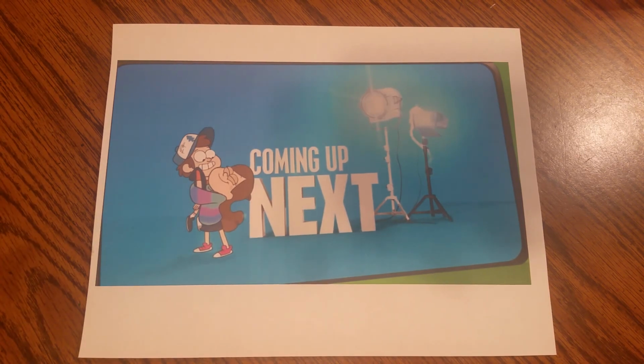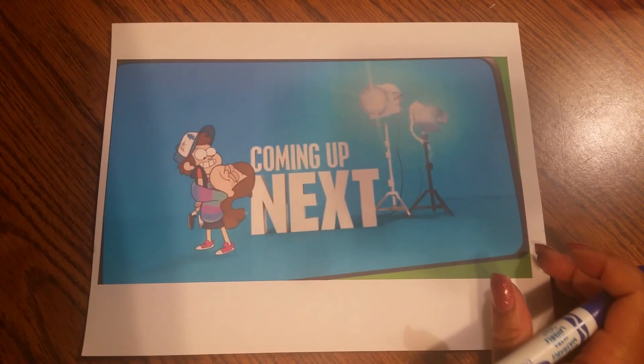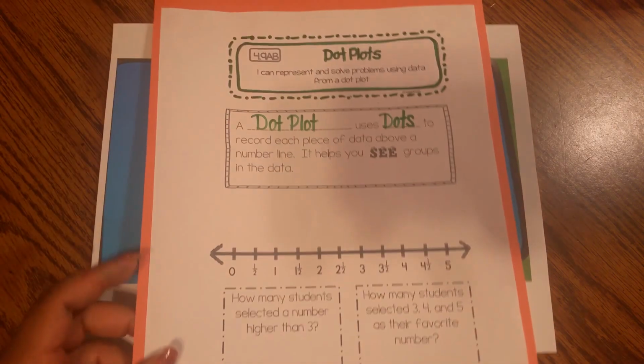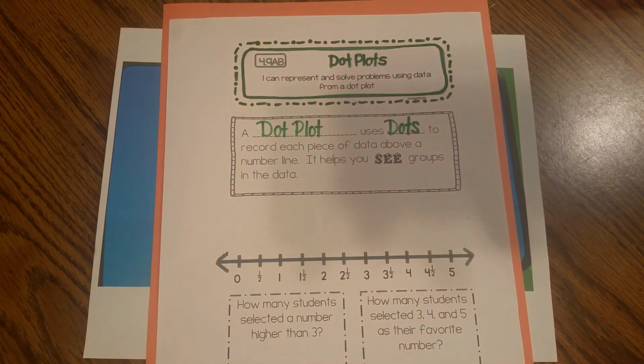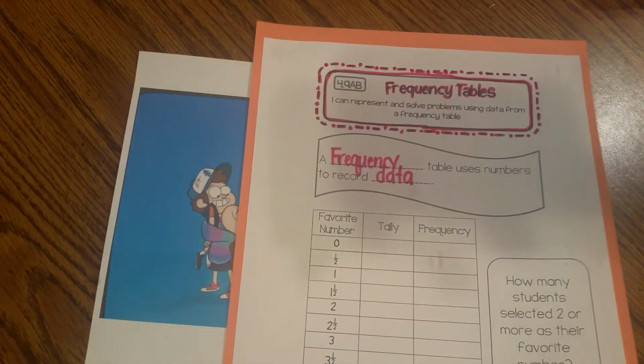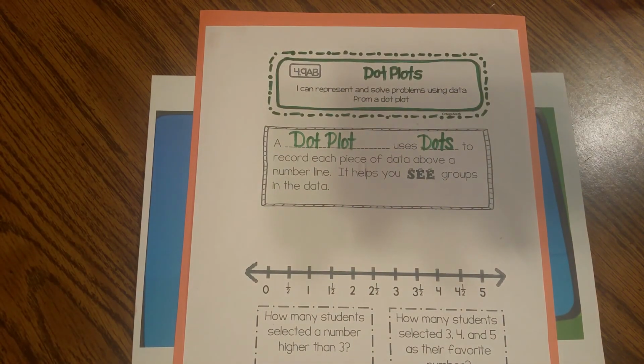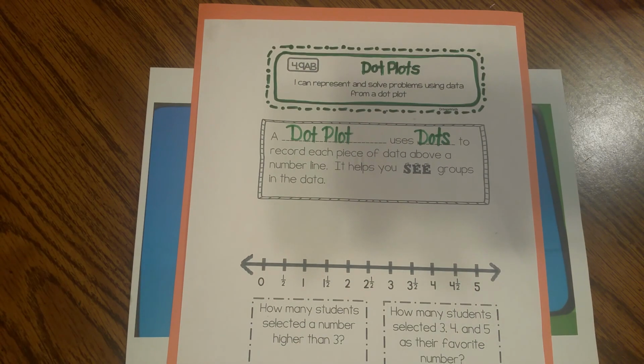All right, so the first thing that you're going to do is pass out the packets that have the dot plots on one side and the frequency tables on the other side. We're going to start off with the dot plots.